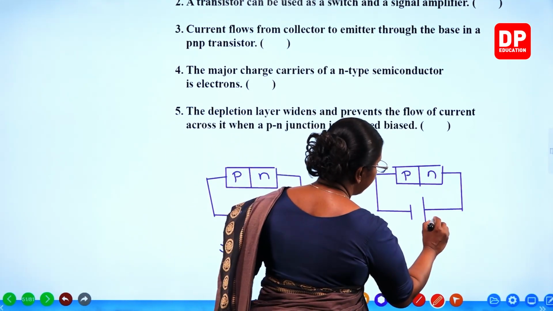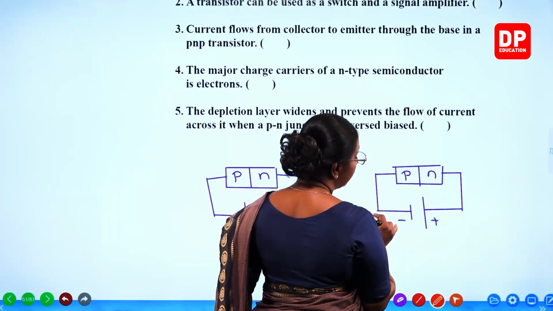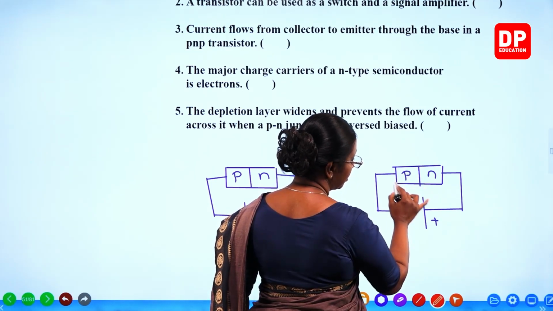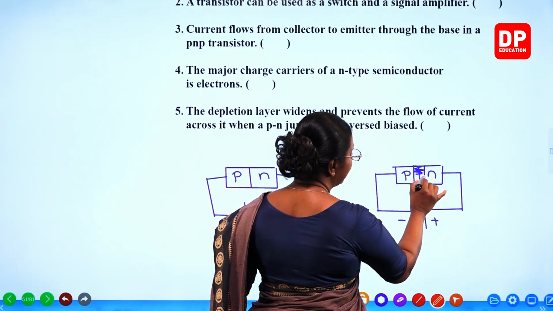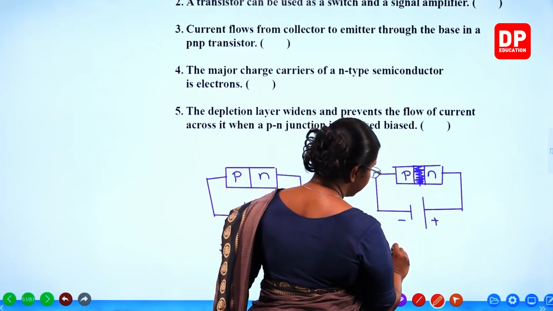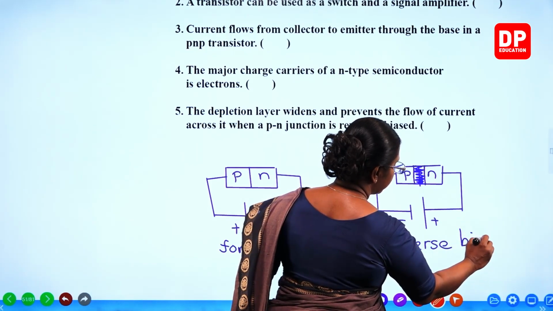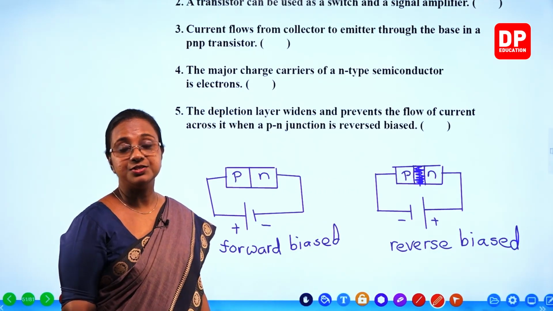But here, when you have the positive and negative terminals connected this way, now the electrons will get attracted to the positive terminal of the battery. At the same time, electrons from the negative terminal of the battery flow towards the P region of the PN junction, further widening the depletion layer. So this is reverse biased. So here there will be no current flow across the PN junction.